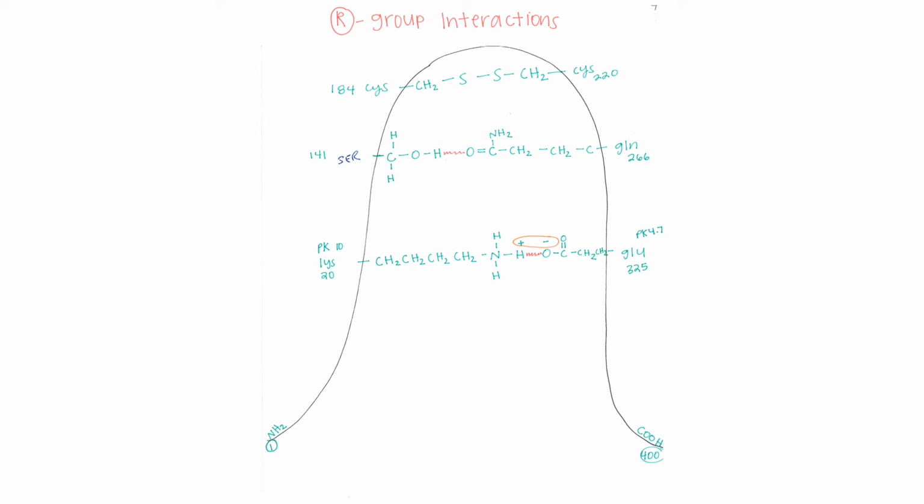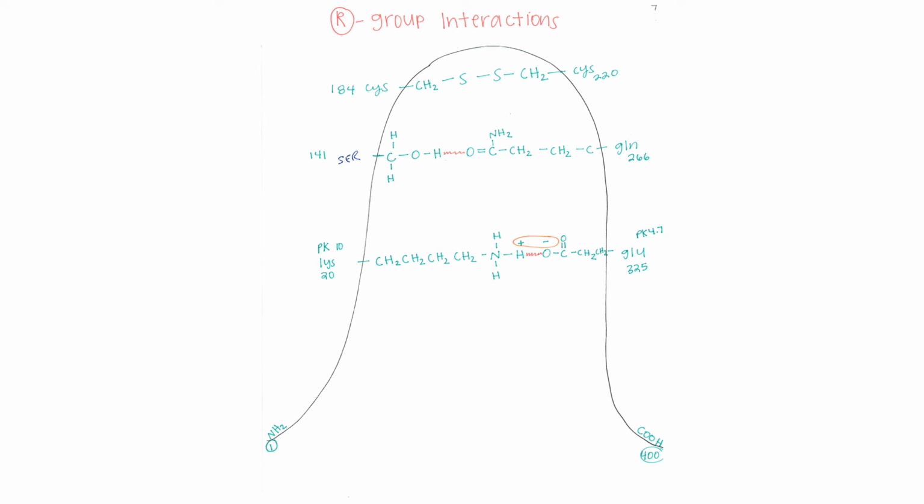Now there's a whole bunch of things I want to talk about here. First of all, let's look at the different interactions. So at the top we have the disulfide bond between 2 cysteines. That's what I showed you earlier. So at 184, at 220, these 2 cysteines come together and they form this disulfide bond, covalent linkage.